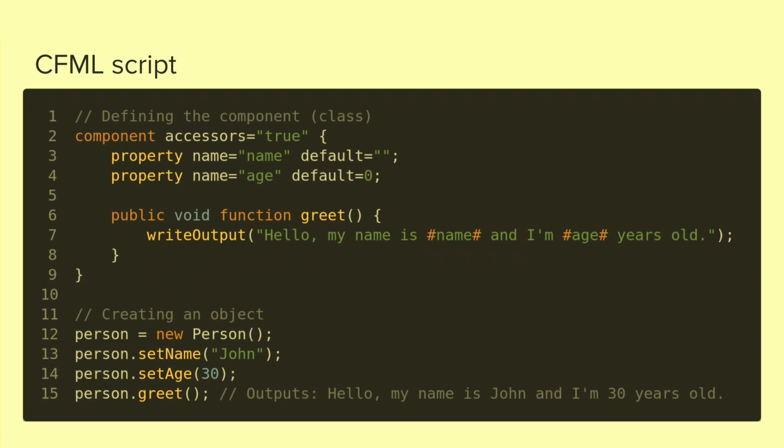In CFML script, we've got a component in this case with accessors, some properties with default values, and a function that is using the string template idea, obviously, with the hashes in typical CFML code. And then it's using the new statement to get a new person, setting the name, setting the age, and calling the greet method. And again, this could be done differently and could be done a bit less verbose and nicer.